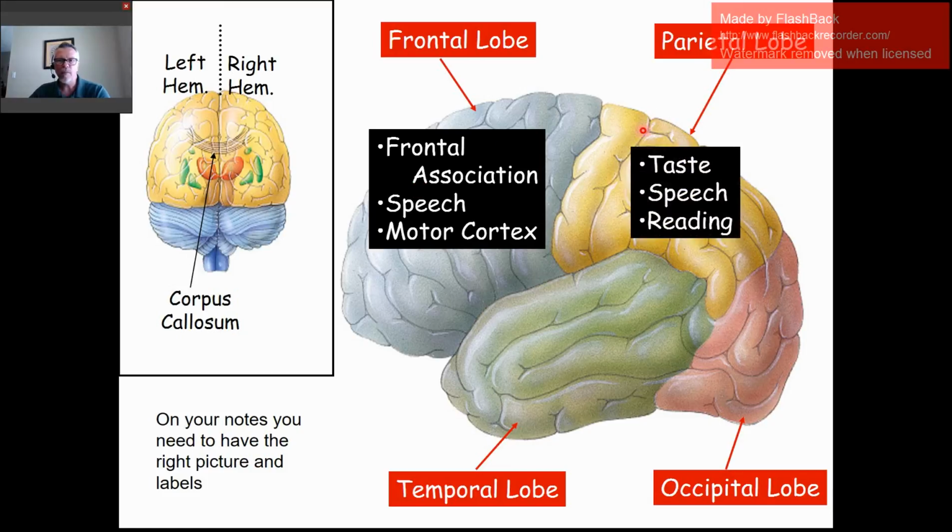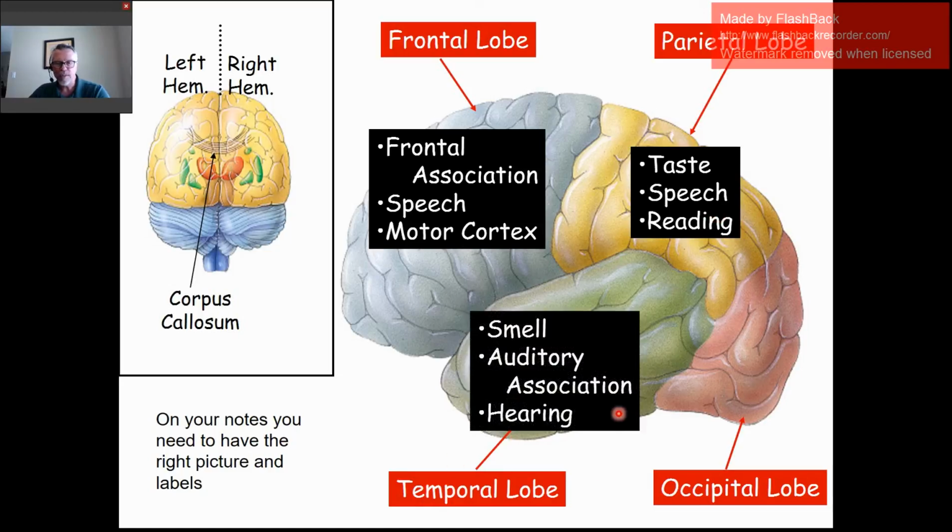In the parietal lobe, this section right here, that's associated with senses of taste, and with understanding speech. So we had this control of producing speech here. We've got understanding speech here in the parietal lobe. And also reading, so decoding text is in the parietal lobe.